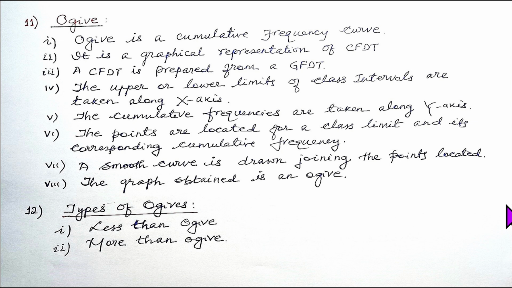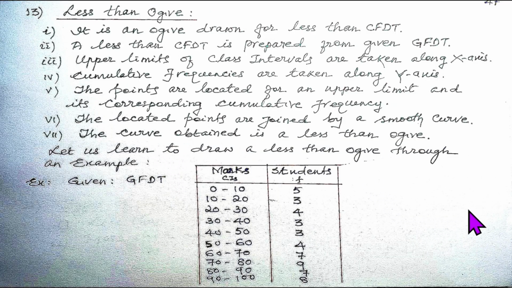Now, there are two different types of ogives, that is less than ogive and more than ogive. Now, let us understand each of these ogives one by one. First, let us learn less than ogive. Now, to draw less than ogive curve, we first prepare the required CFDT. We can prepare two types of CFDTs from a given GFDT, that is group frequency distribution table. Therefore, we have a less than CFDT and a more than CFDT.